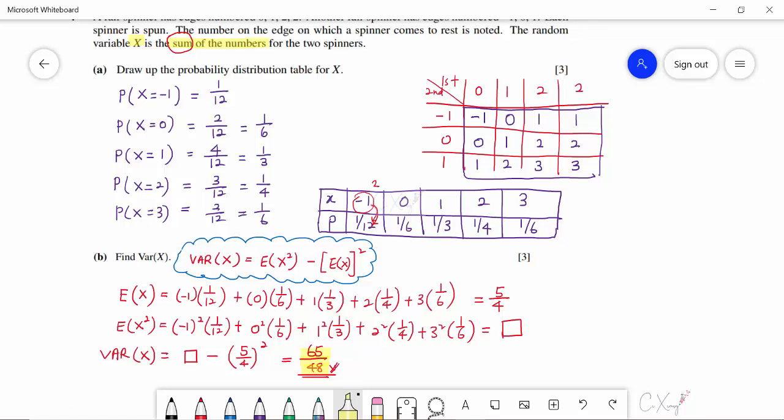So this is how we calculate the value of the variance of x. Please take note that the formula is provided, or you can try to separate both calculations before you combine them together. The correct answer for this question should be 65 over 48.